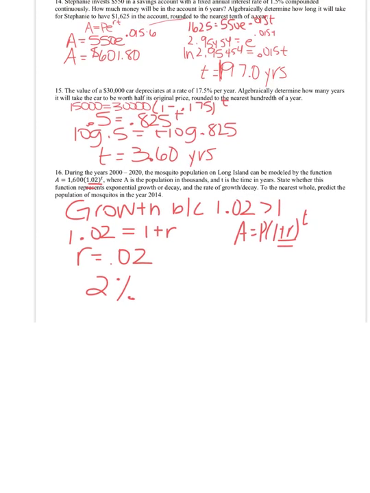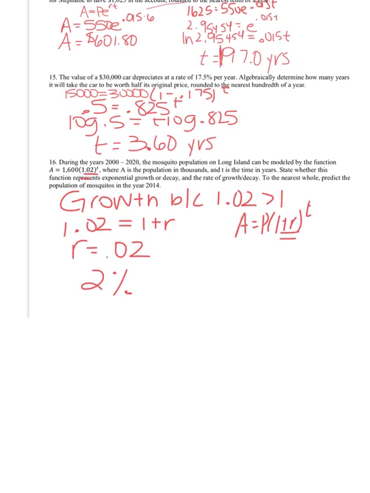To the nearest whole, predict the population of mosquitoes in the year 2014. So 2014, it's been 14 years since 2000. So you would do A equals, keep this equation, so 1600 times 1.02 to the 14th power. Now, though, the problem is that A is the population in thousands, and we want it rounded to the nearest whole.